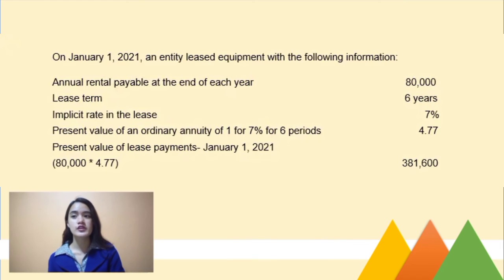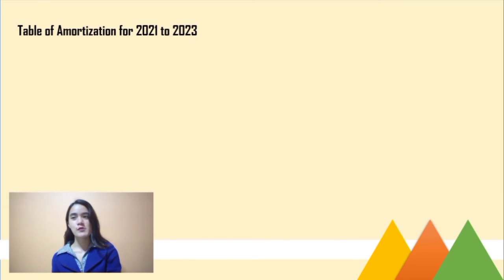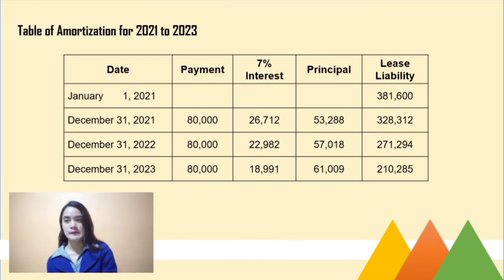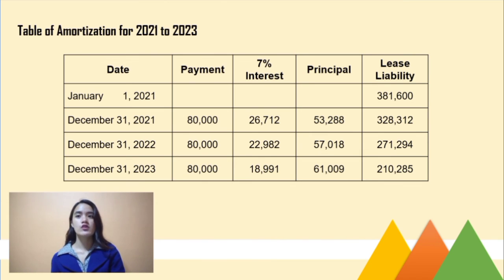And yung present value of the lease payment natin ay 381,600 pesos. It is the annual rental payable multiplied by the present value of the ordinary annuity of 1. So, sa table of amortization tayo for 2021 to 2023. Same process ulit yung gagawin natin. So, eto pa rin. Ang nag-iba lang ng data natin ay yung date, again, and yung implicit rate which is 7%.